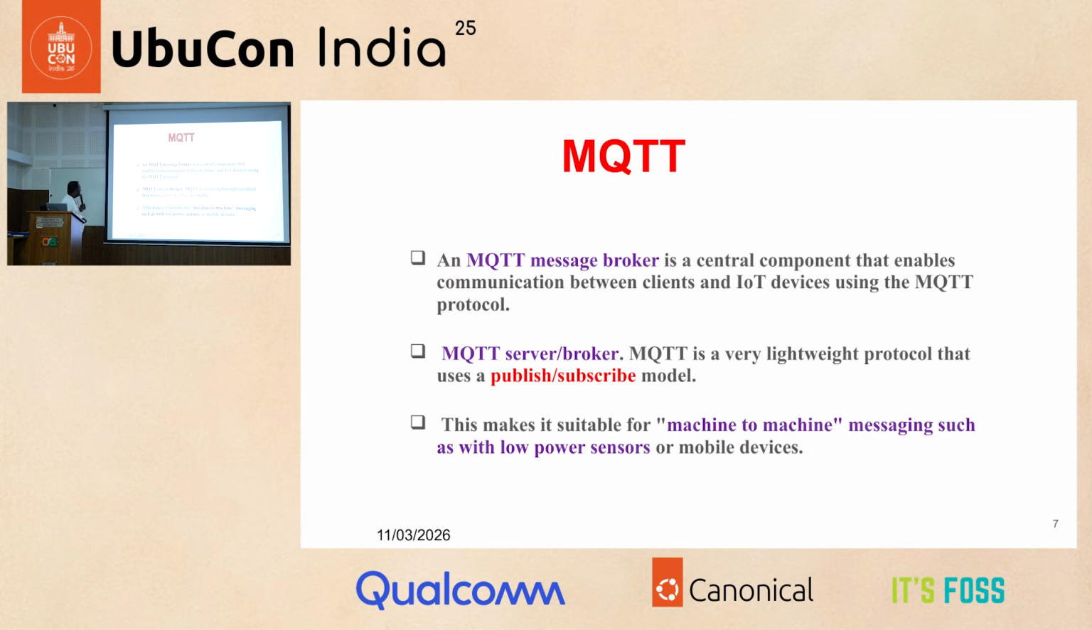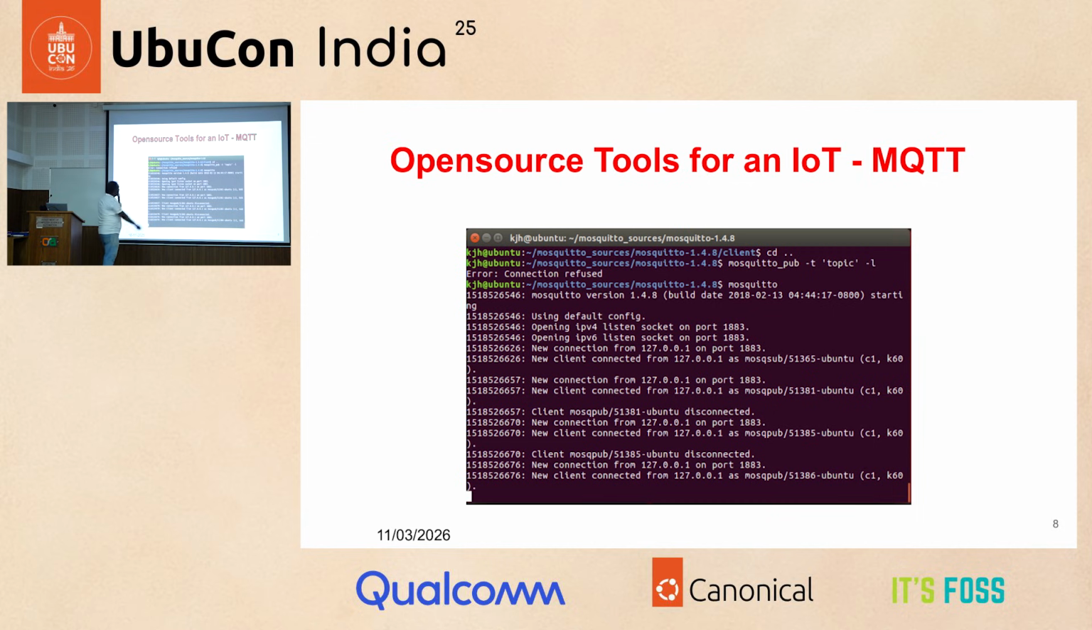It's a very well-formatted piece of software. The broker is a central component that acts between the client and the IoT device so we can communicate. We have the publish and subscribe model, which allows machine-to-machine messaging with low-power sensors and mobile devices connected. Once connected to Mosquitto, we listen on a port number that is free, I can deploy on that port, and I can use the publish and subscribe model here.